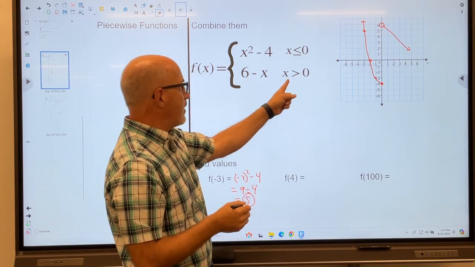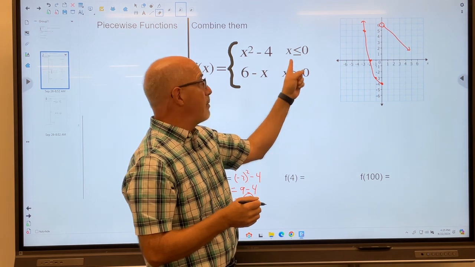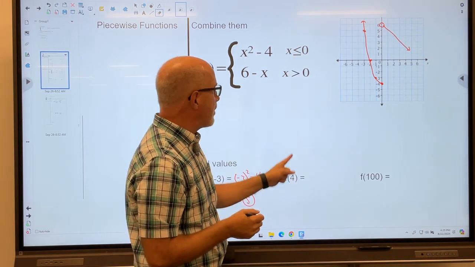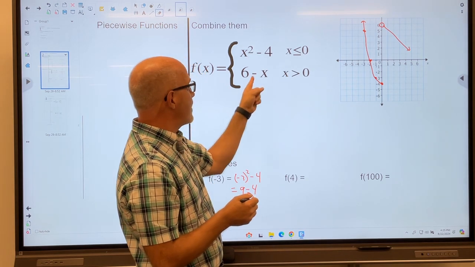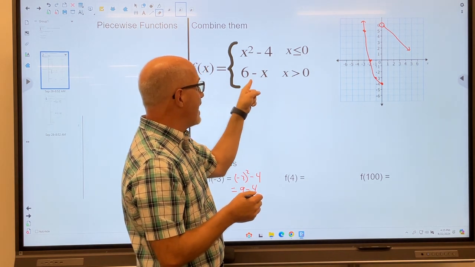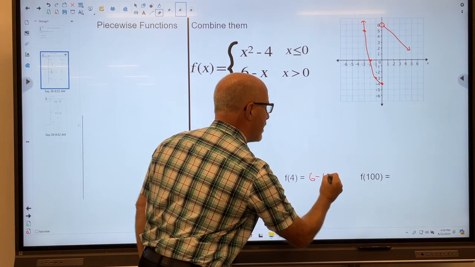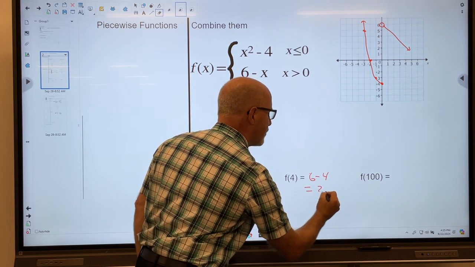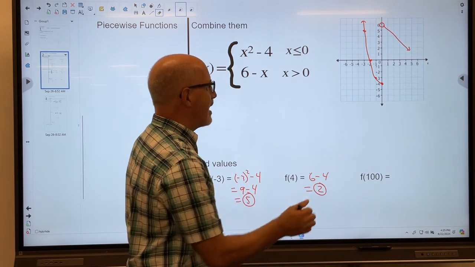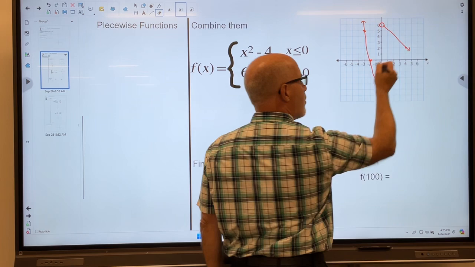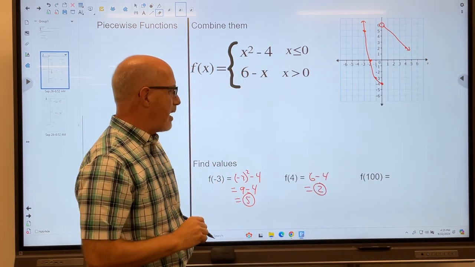Well, for 4, if you look at this one, it applies to this domain. It's not less than or equal to 0, it's greater than 0. So I'm going to apply this function here to this domain. And so I'm going to do 6 minus 4, and that gives me a 2 for that value. Notice that out here at 4, we're up here at 2. That was the y value right there on the graph.